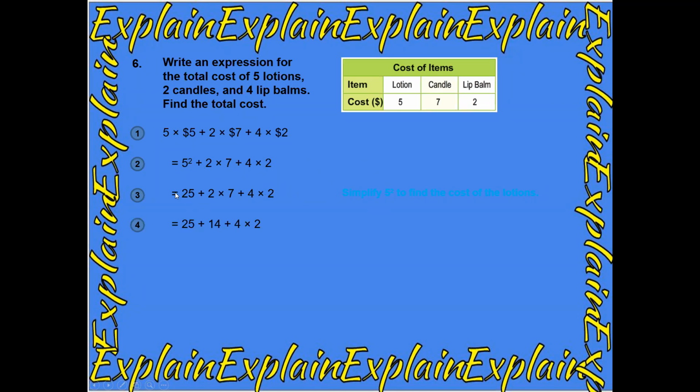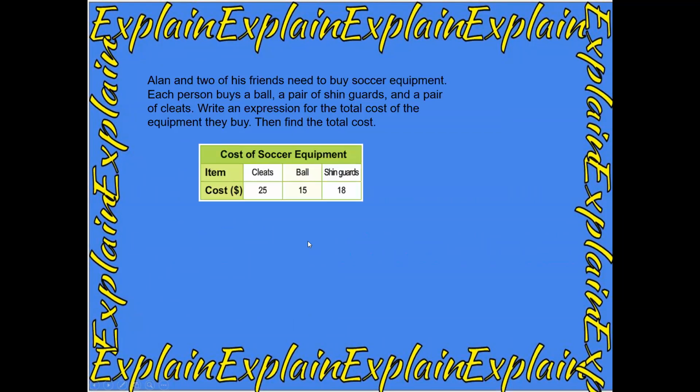Okay, 25, multiply next, plus 14, plus 4 times 2. Continue to multiply. 4 times 2 is 8, so 14 plus 8. Final answer, 47. Total cost is $47.